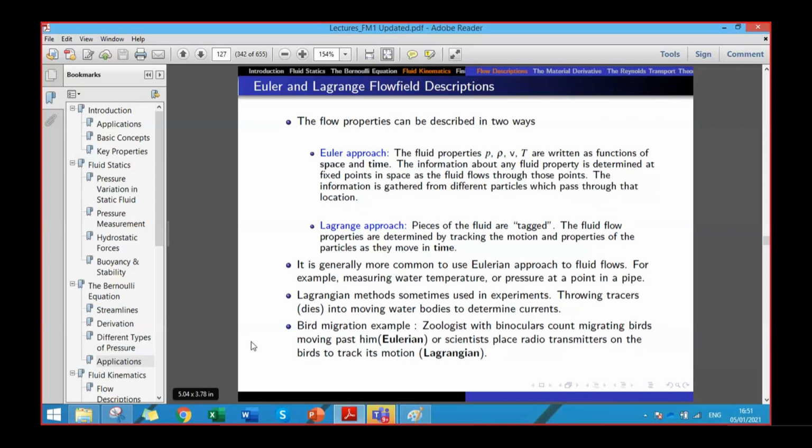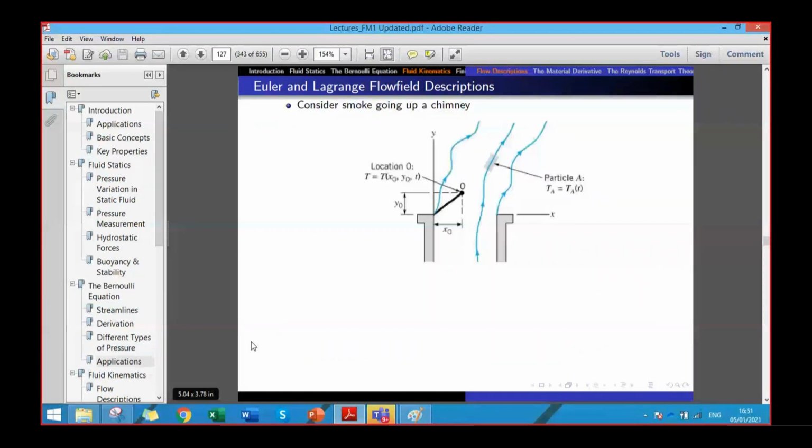We can take another example to better understand the Euler and the Lagrange flow description. You are well familiar with chimneys. Excuse me, sir. Yes. Sir, but with the Lagrange approach we will not get more accurate answers, because if we do it through tagging, it is difficult to tag molecules, even with modern technology. I'm just talking about accuracy.